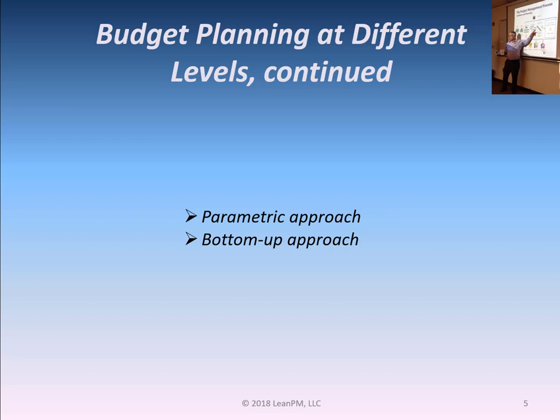There are also two additional approaches. The parametric approach is the next one, whereby the budget is determined by considering various elements and then applying an algorithm. The bottom-up approach is the final one. It involves calculating the budget for work package level tasks and then rolling up the totals to the next tier in the work breakdown structure.